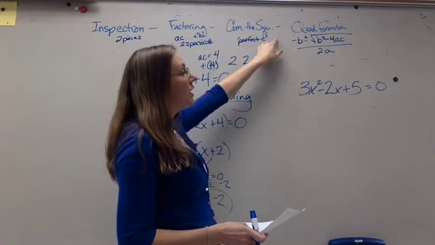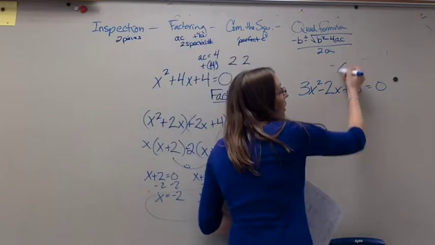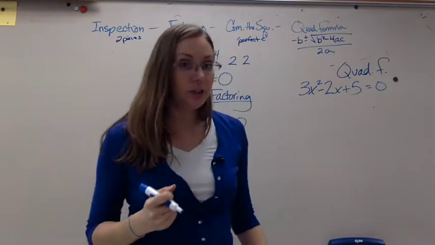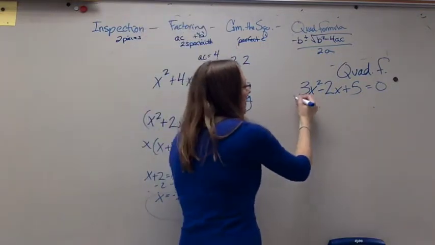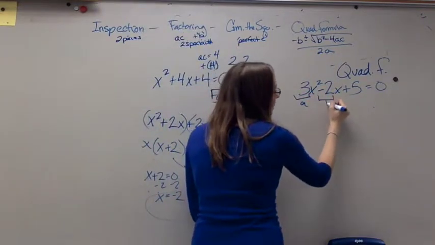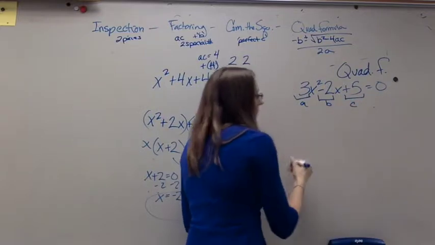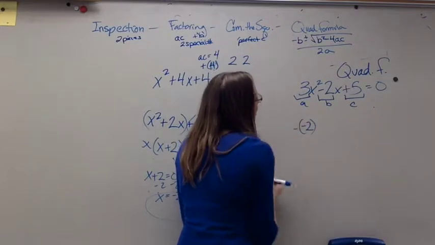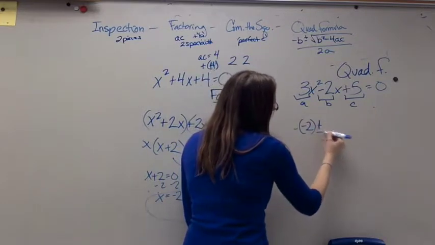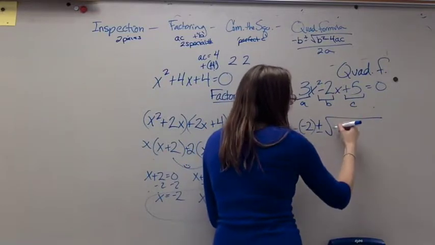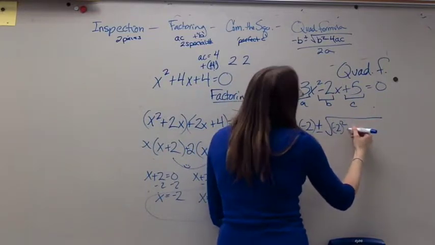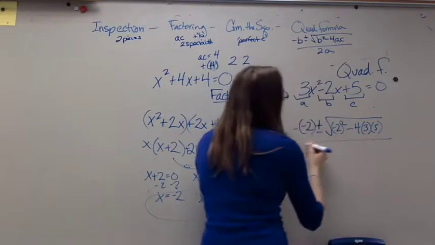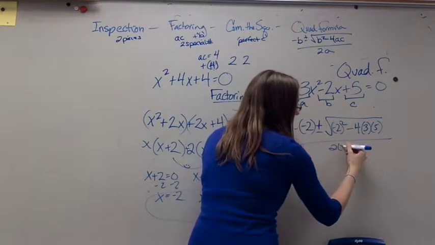So what's left now is the quadratic formula. That's what you should have chosen for 2. Okay? It's my advice to you. So for the quadratic formula, I know this is my a, negative 2 is my b, and this is my c. So I'm going to do negative b, so negative of negative 2, plus or minus the square root of b squared, so negative 2 squared, minus 4 times a, which is 3, times c, which is 5, all over 2 times 3.